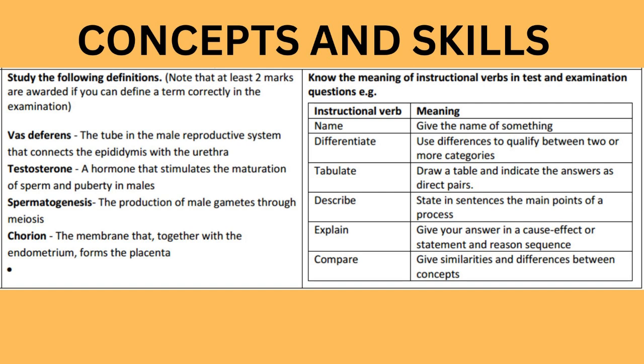Vas deferens, the tube in the male reproductive system that connects the epididymis with the urethra. Testosterone, a hormone that stimulates the maturation of sperm and puberty in males. Spermatogenesis, the production of male gametes through meiosis. Chorion, the membrane that, together with the endometrium, forms the placenta.